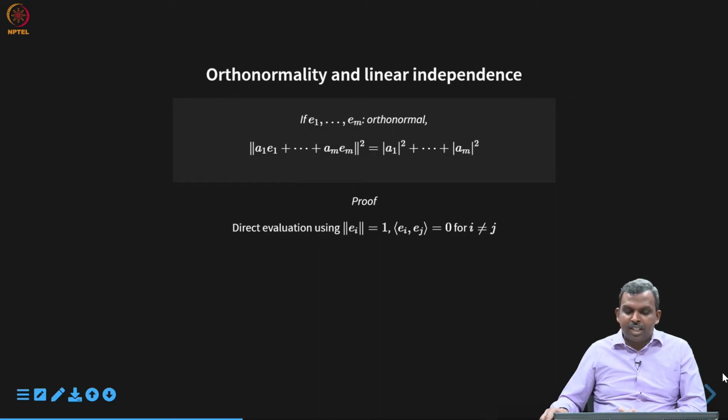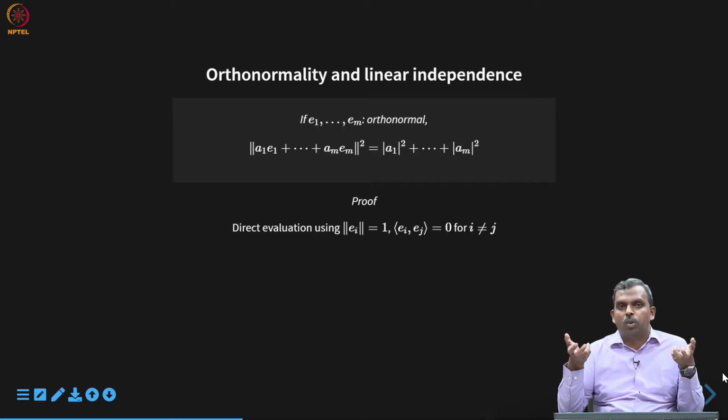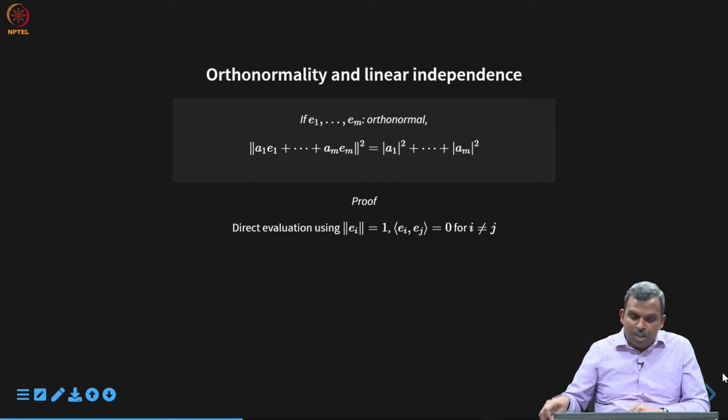There's a connection between orthonormality and linear independence, and also orthonormality simplifies things. So let's look at why that is so. Here is a very nice result. If you have an orthonormal list of vectors and you take a linear combination of them, a1 e1 plus through am em, where the a's are scalars, maybe I should mention that here.